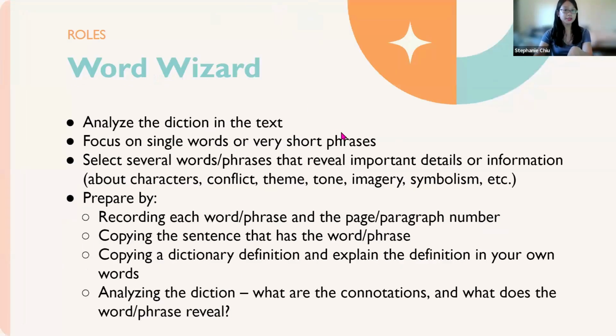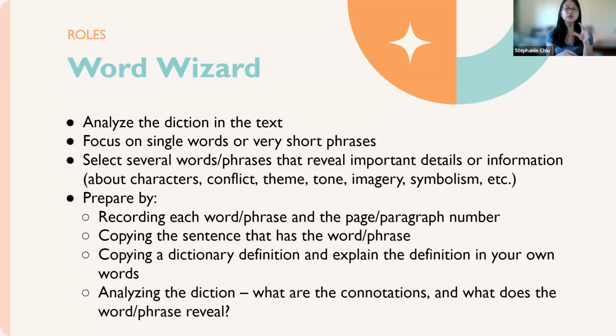The next job is a word wizard. So what I have the word wizard do is to analyze diction in the text. But perhaps your students have not been taught to analyze diction yet. So in that case, this role might change a bit and be more focused on vocabulary. But what I have the word wizard do is to analyze diction, like connotations and things like that. So they're focusing on only single words or very short phrases. They're choosing several words or phrases that reveal important details or information about the characters, conflict, theme, imagery, tone.